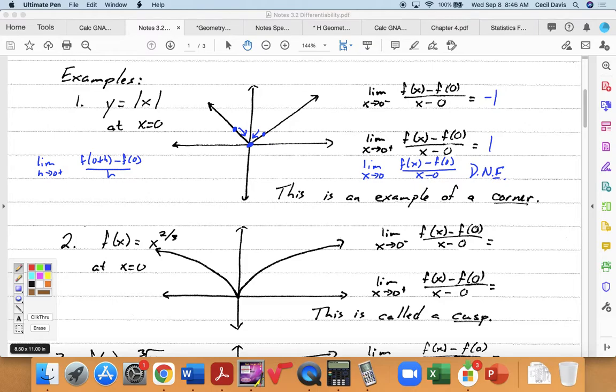All right, so let's take a look at this next one. y equals x to the 2/3, or f of x equals x to the 2/3 at x equals 0. This is a little more difficult. It's like, well, so what is the limit as x goes to 0 of this? Let's look at a better graph than my hand-drawn graph for this.